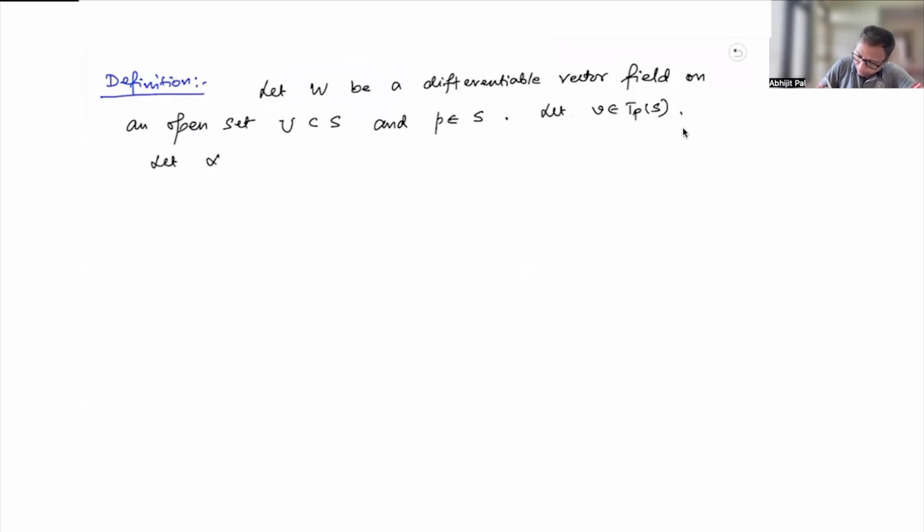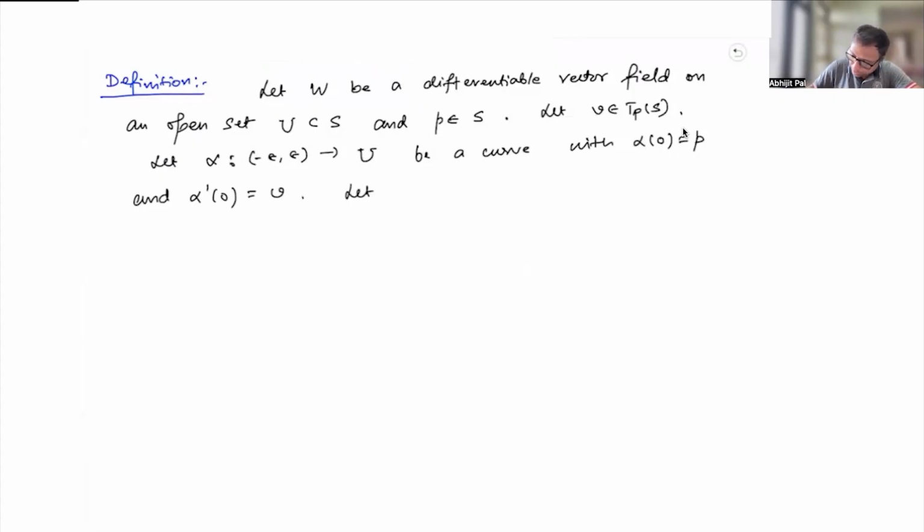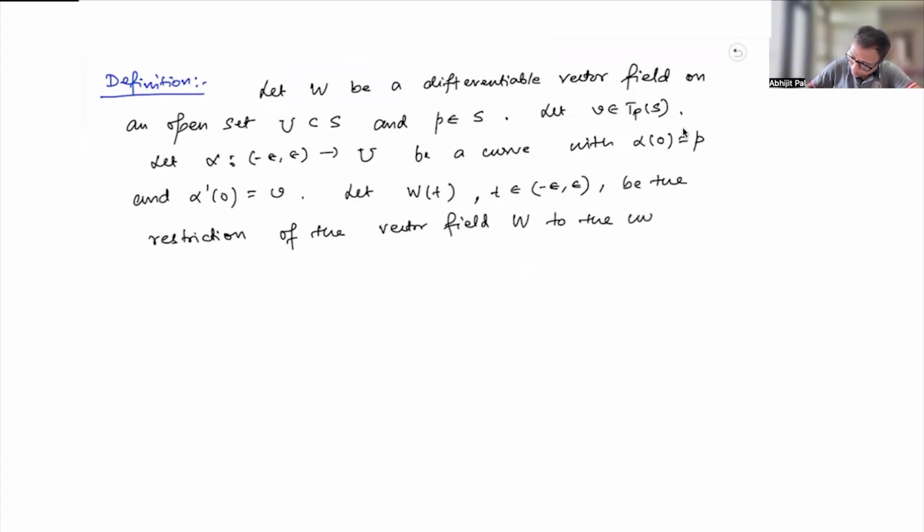So let alpha be a curve in U with alpha of 0 equal to P and alpha prime of 0 equal to the vector V. So let W(t), where t belongs to the interval minus epsilon to epsilon, be the restriction of the vector field W to the curve alpha.